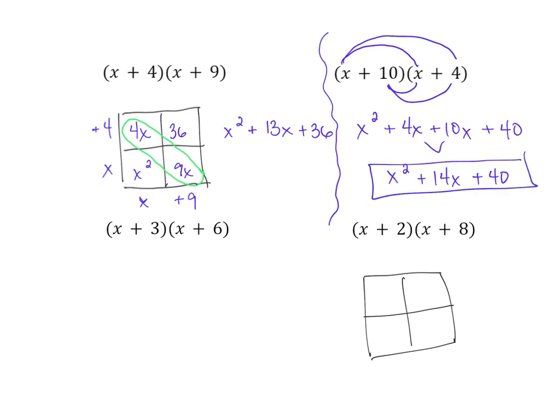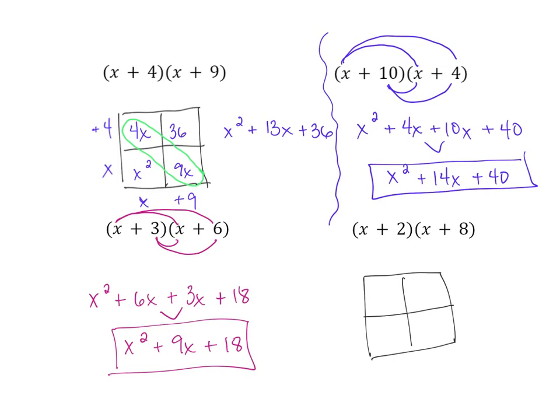I'm going to use the FOIL method on the x plus 3 times x plus 6. I'm going to use a different color so it doesn't get confused with the one above it. So first, x times x is x squared, outside plus 6x, inside plus 3x, and last plus 18. Combine my like terms, so I've got x squared, 6x plus 3x is 9x plus 18, and that's my answer on that one.